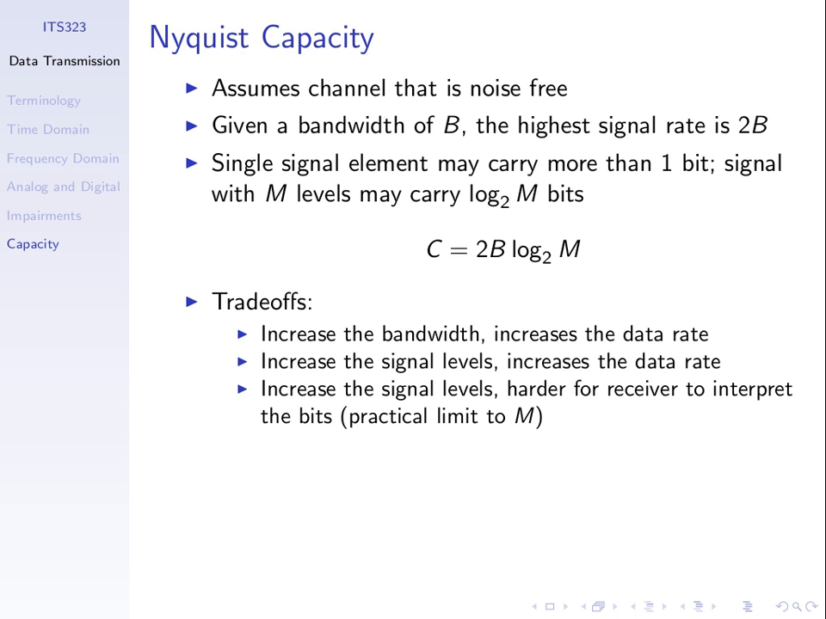In reality, you cannot achieve this because in reality there is noise. But if there was no noise, this would be the fastest that you could send given some conditions. So it's useful as a quick way to determine how fast we can send if we know the bandwidth and we know the number of levels. But it's not accurate because, in fact, there's noise in all systems.